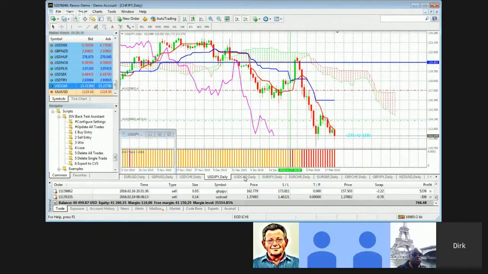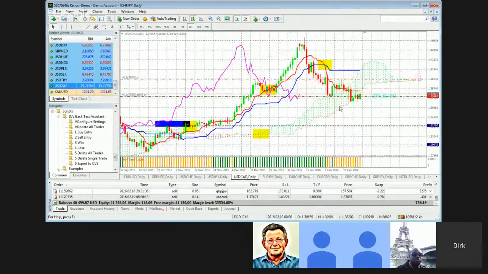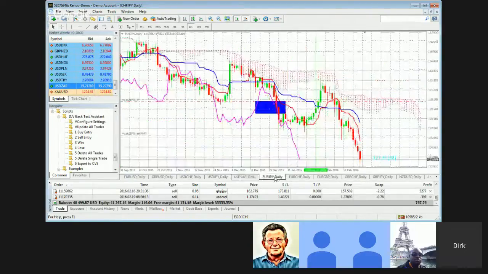Okay. Next one, sell position, right? Similar situation. I mean, the Kijun's above that. The Kijun needs to move below this before we can start ratcheting. So that one we're going to leave in place as well.